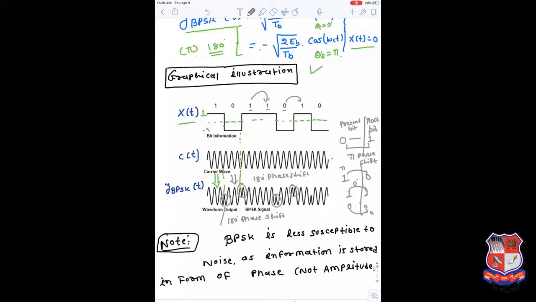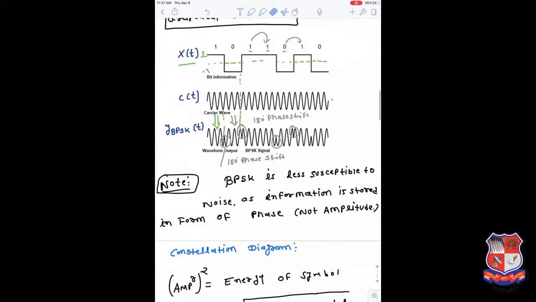So whenever the bit is going to change, if the symbol S1 is retained, no phase shift is observed. Whenever S2 is retained in the next bit also, there is again no phase shift. But if there is a transition from symbol S1 to symbol S2 or symbol S2 to symbol S1, a pi degree phase shift is observed. So that can be noted down.